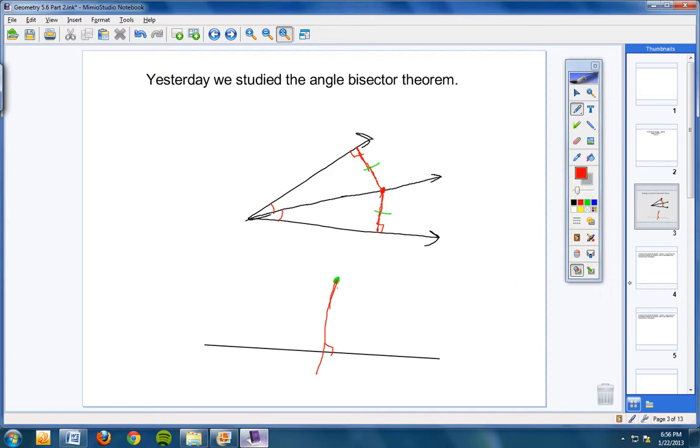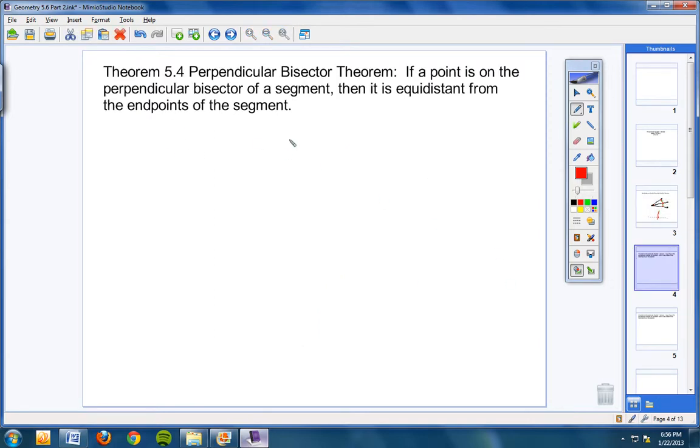Now let's get into today's notes. This is what we're looking at today, so please copy this down. We are looking at the perpendicular bisector theorem, and it states if a point is on the perpendicular bisector of a segment, then it is equidistant from the endpoints of the segment. Now, as always, I want to give you students a picture of what we're talking about. And so here we go.